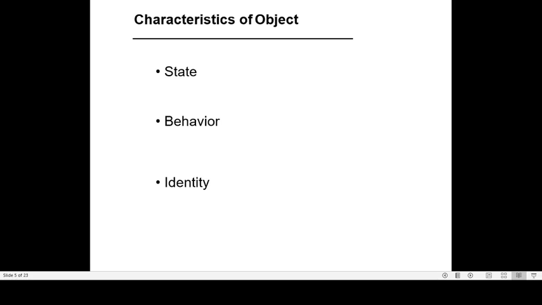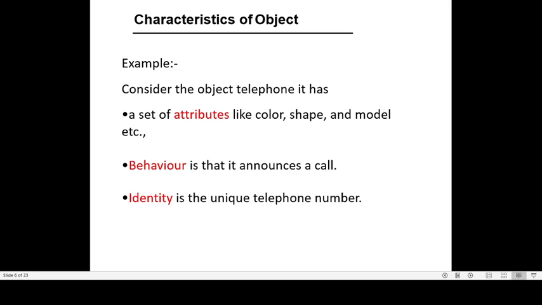Characteristics of an object: state, behavior, identity. For example, consider the object a telephone. It has a set of attributes like color, shape, model, etc. Behavior is that it announces a call. Identity is the unique telephone number. That means the state of the telephone is its color, shape, model. Behavior is nothing but announcing a call. Identity is nothing but the unique telephone number.